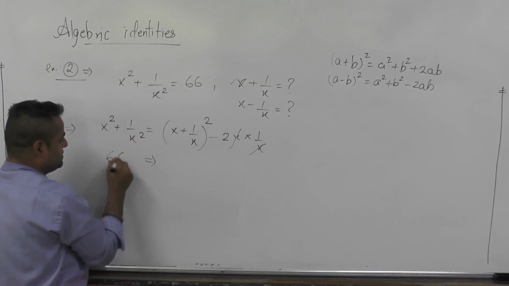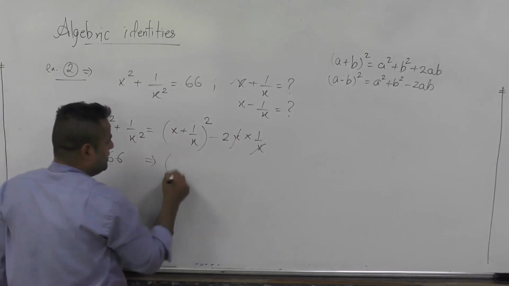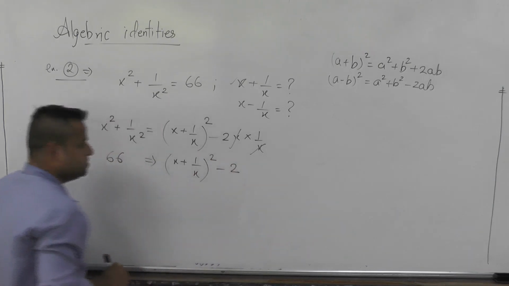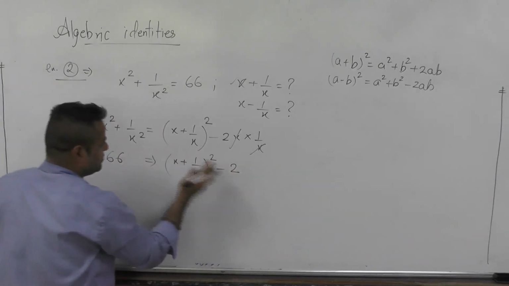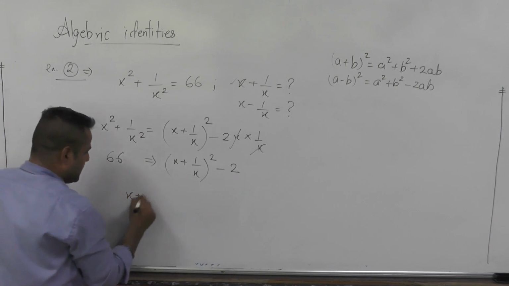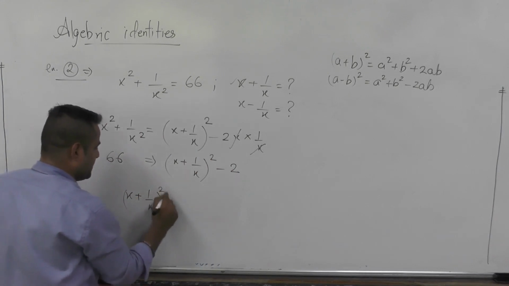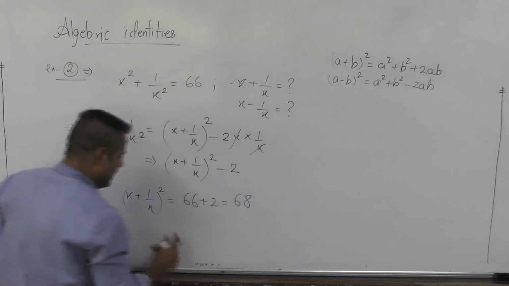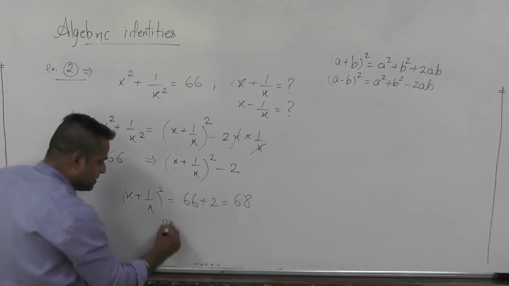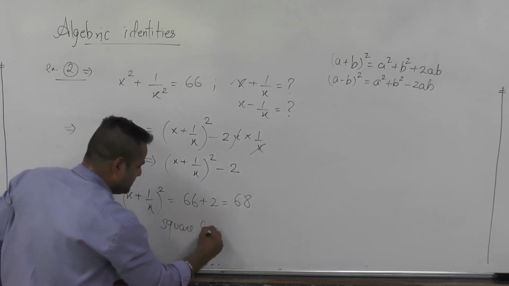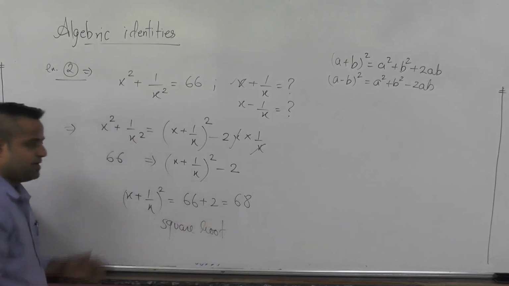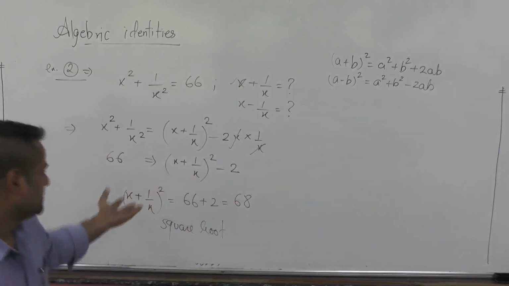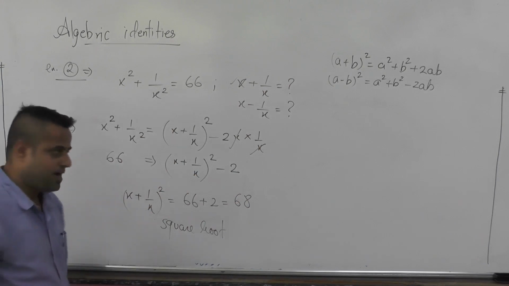Now this value is 66, right? Here x plus 1 by x whole square minus 2. Now you can just transpose this minus 2 to the other side, so that x plus 1 by x whole square is 66 plus 2. That would be 68. Now you need to take the square root. Why square root? Because one value on the left hand side is in whole square, the other is not in square, so we are taking the square root to get the value of x plus 1 by x.